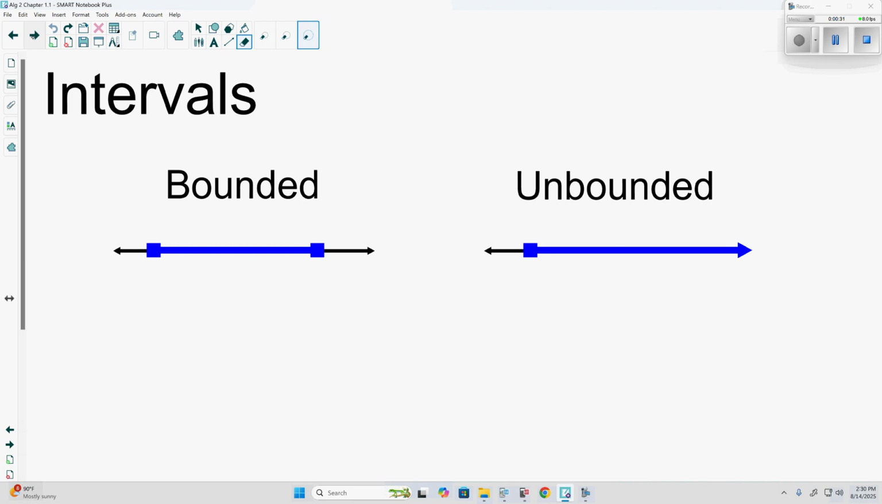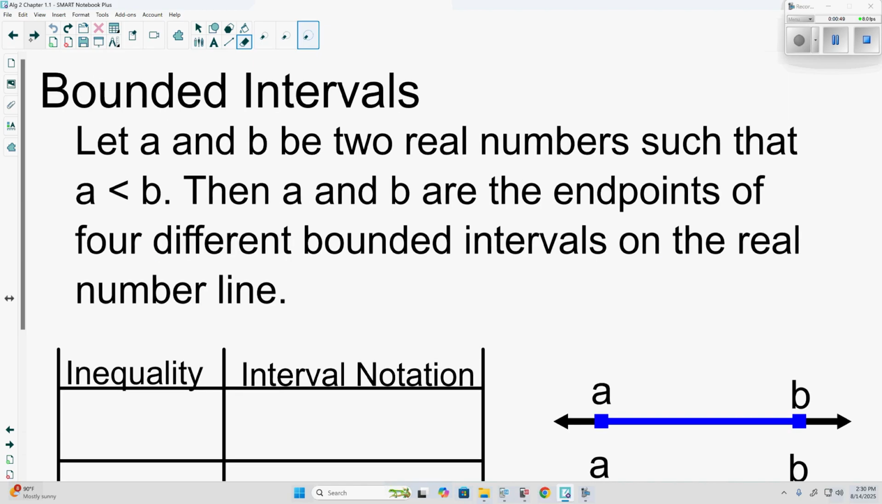And the pun is, and I've avoided saying this punny joke all day, because unbounded go in one direction, unlike... one direction. But bounded has two endpoints, unbounded has one.